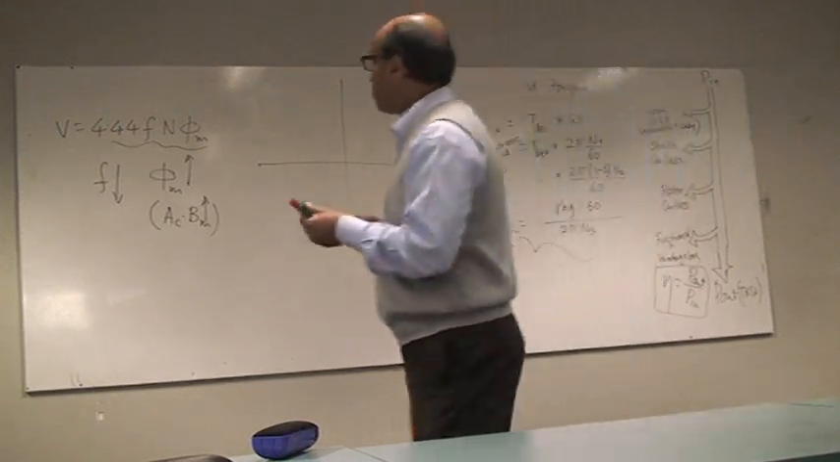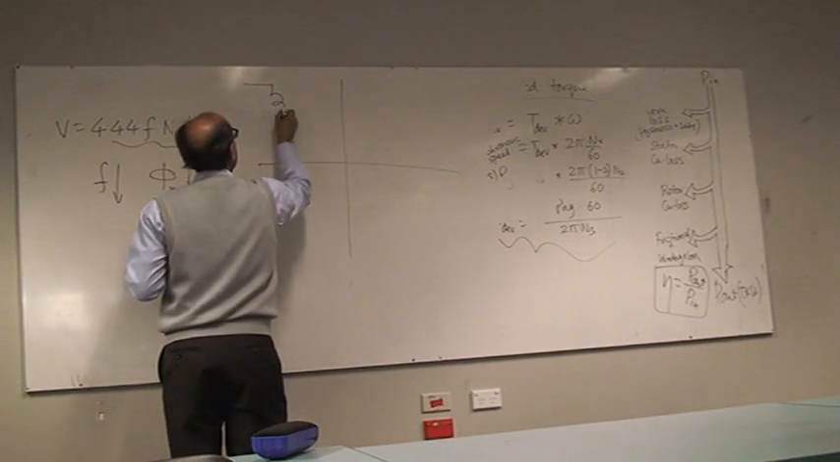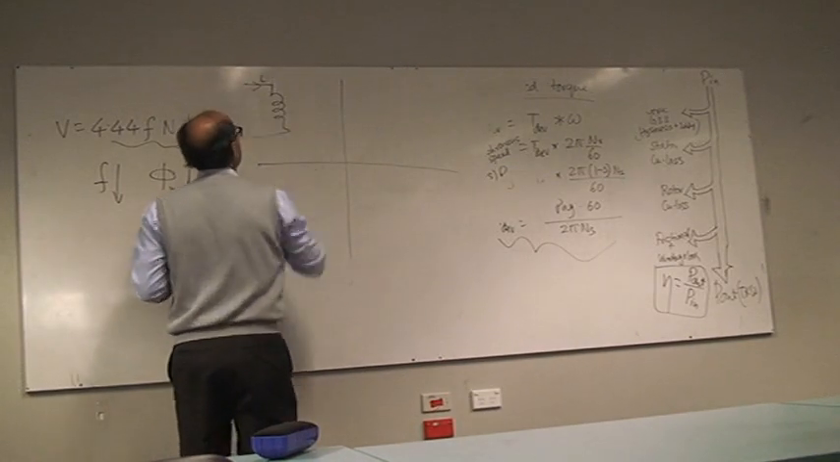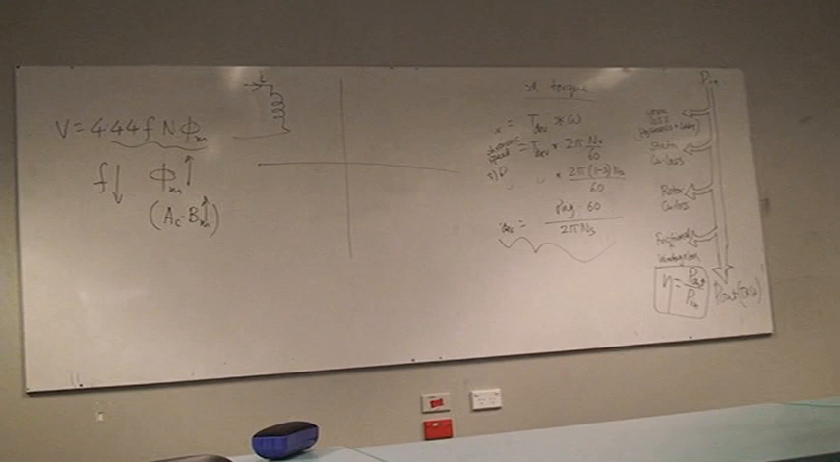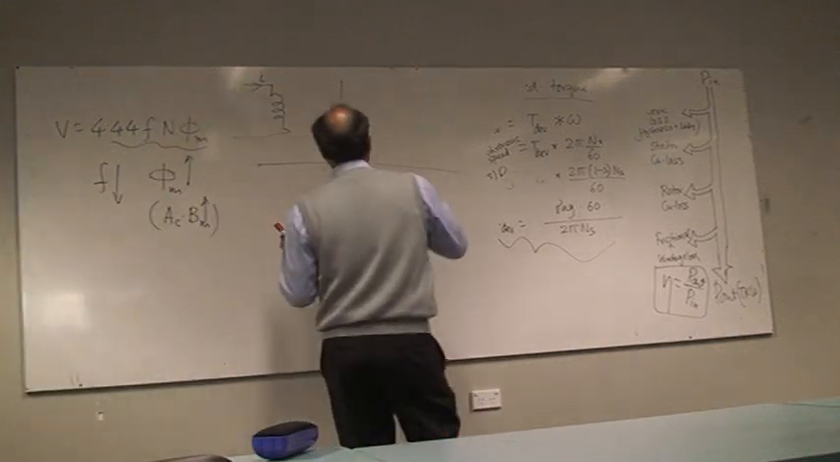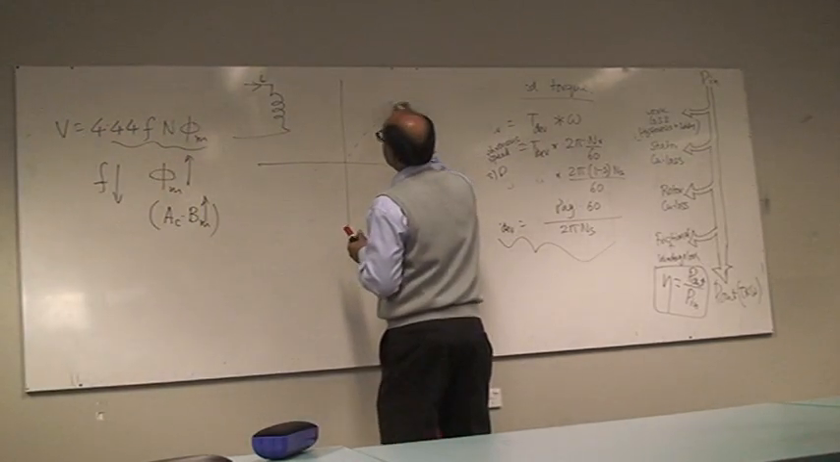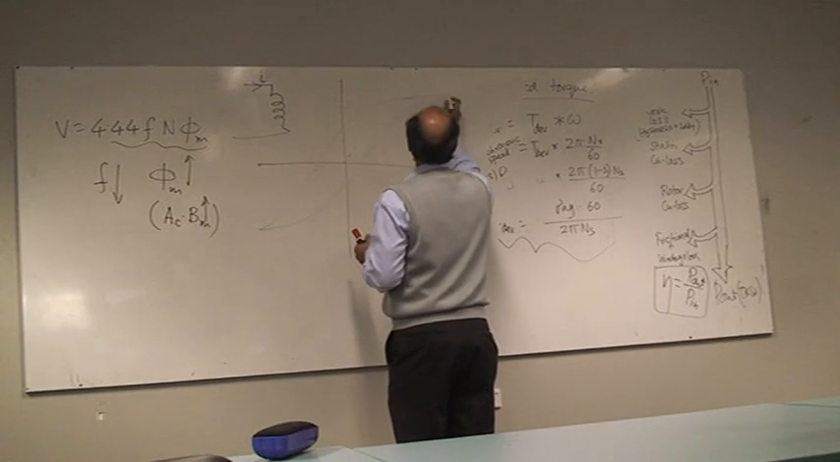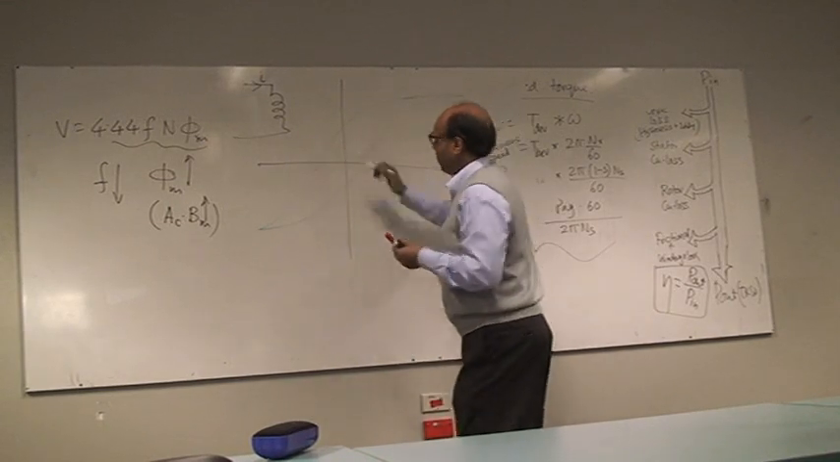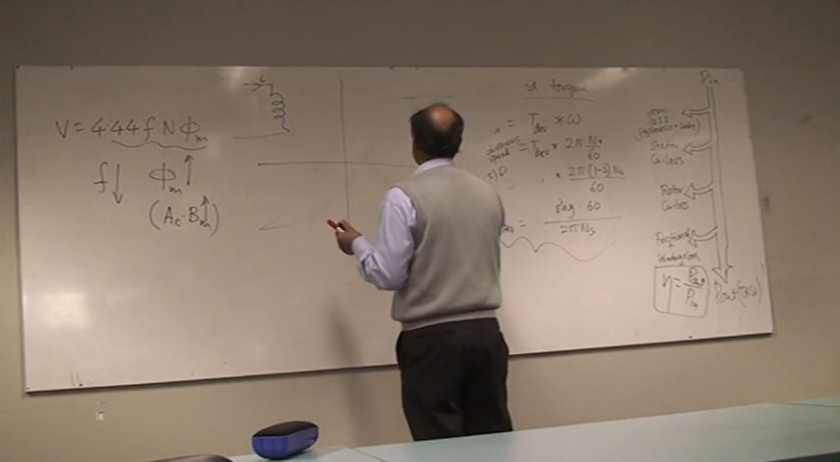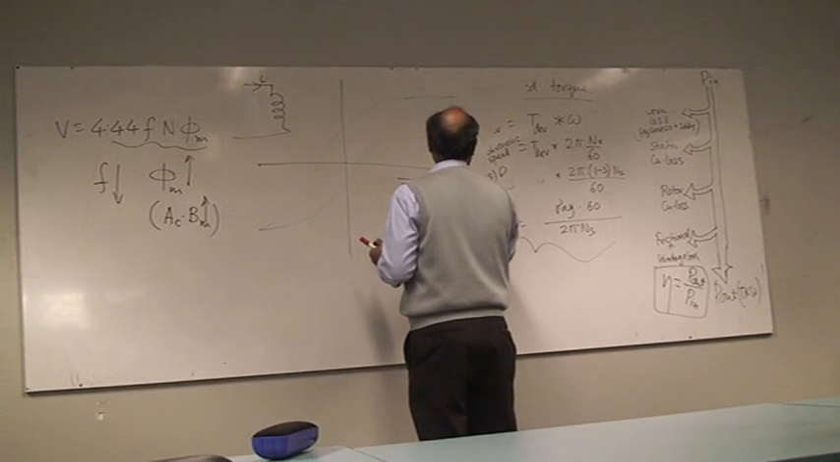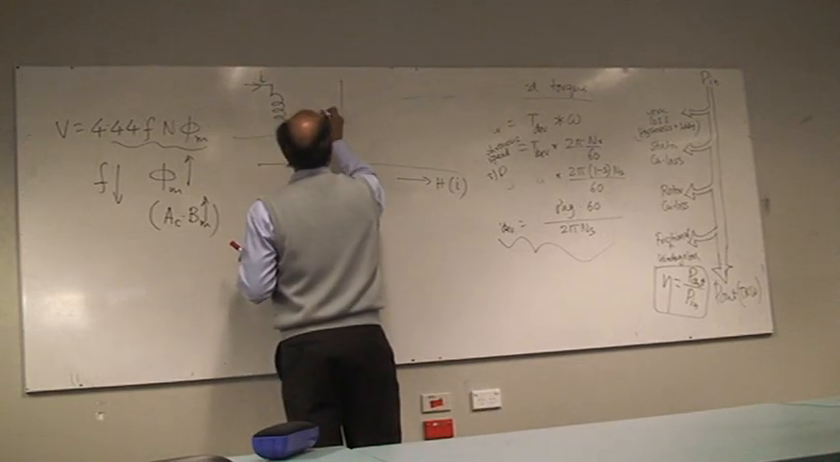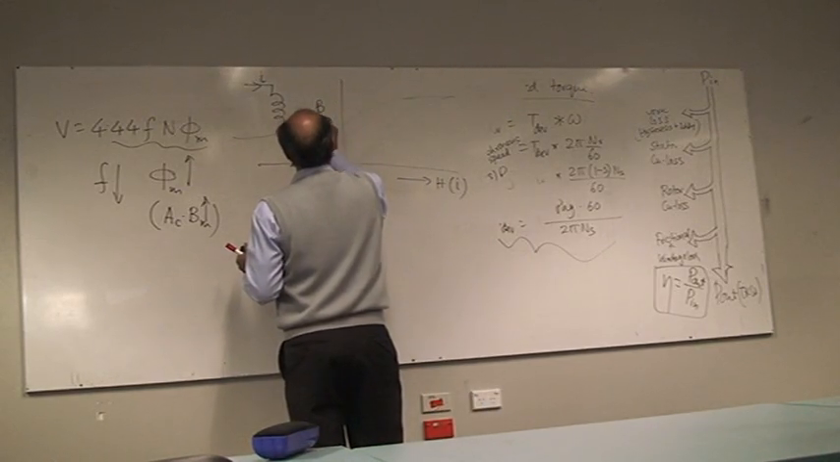So electromagnet means you change current. So this current is setting up the flux. Now you set up the flux like this. So what is this one? This is your H, which is related to I. This is your B, which is related to flux.